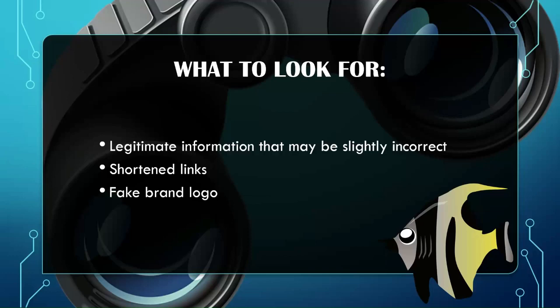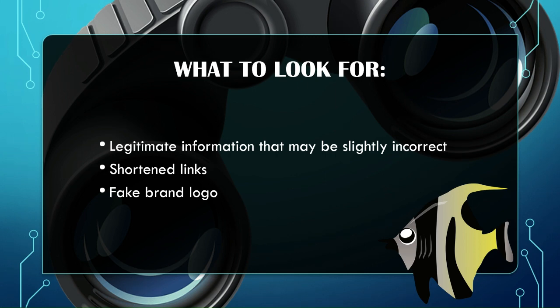The first thing to look for is legitimate information that may be slightly incorrect. This may be inside of a company email. It may be Facebook with two E's, or in the greeting there may be incorrect spelling. A lot of legitimate organizations go through second step verifications to make sure the information is correct, so seeing slightly off information is a good sign that it may be a phishing attack.